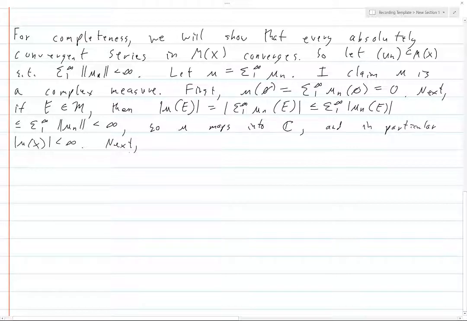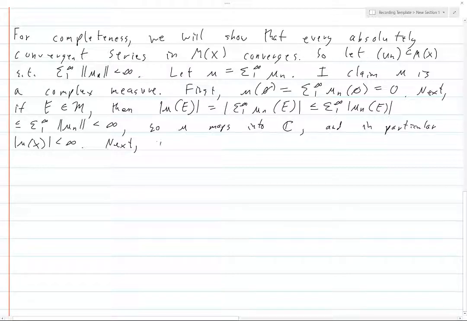Next, we gotta prove that if you have a countable collection of disjoint sets, then the measure of the union is equal to the sum of the measures. So what you basically want to do here is, because μ is defined as a sum, we're going to have two sums, and we're going to want to be able to flip them. So what do you do when you want to flip sums? Well, what is a sum? A sum is basically integration with respect to the counting measure. So we're going to use Fubini's theorem here.